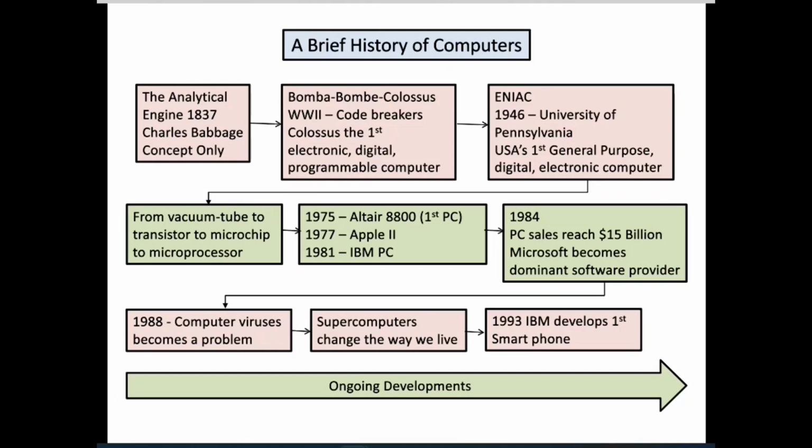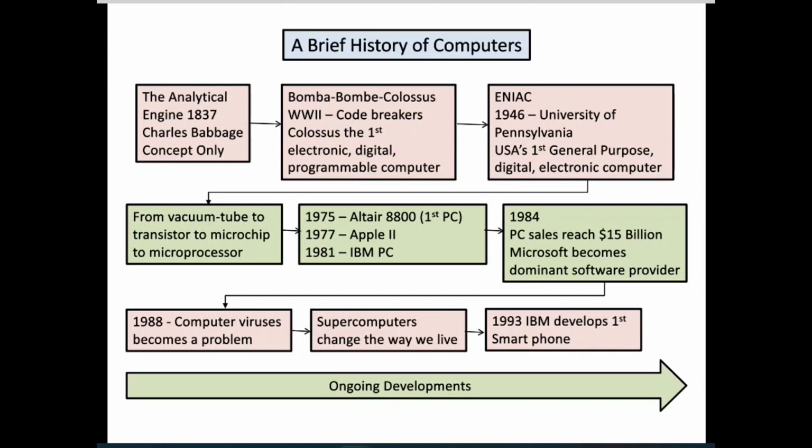And then just after the war, in 1946, at the University of Pennsylvania, ENIAC was built, and ENIAC was the USA's first general-purpose digital electronic computer. So there it is, 109 years from the time that Charles Babbage came up with the concept until a practical machine was actually built that was for general purpose and not just for military purposes anymore.